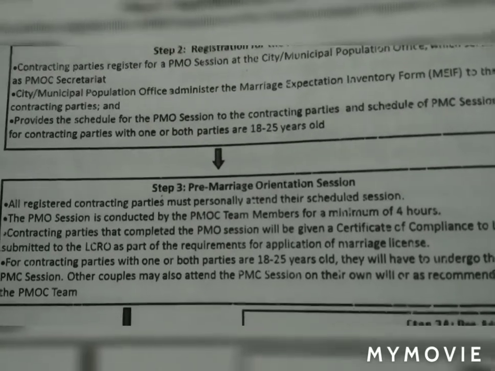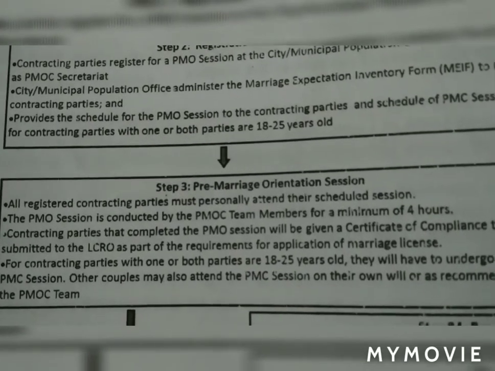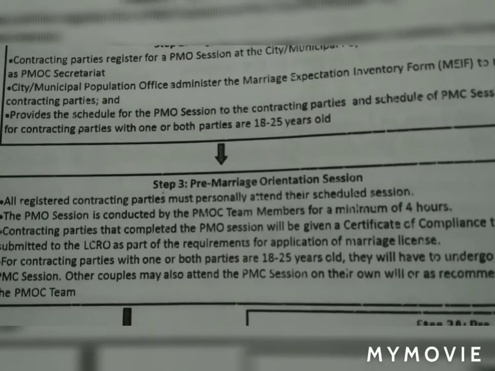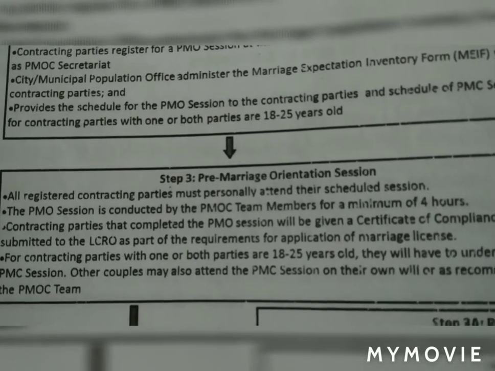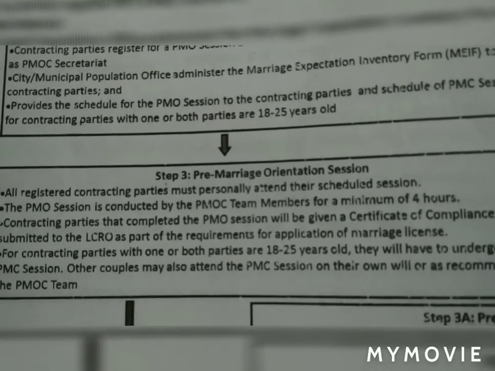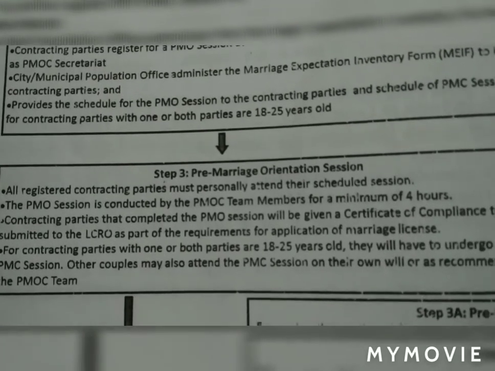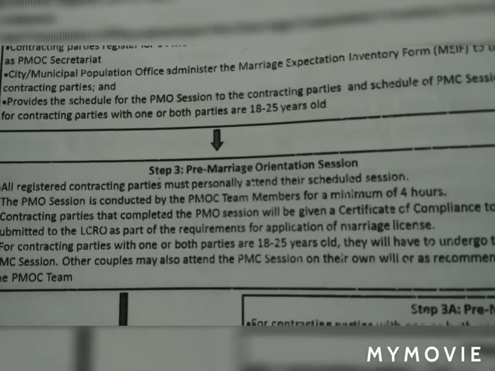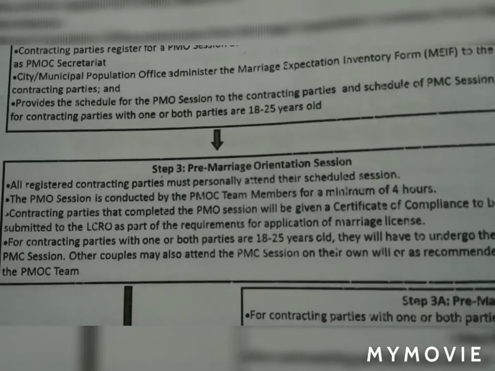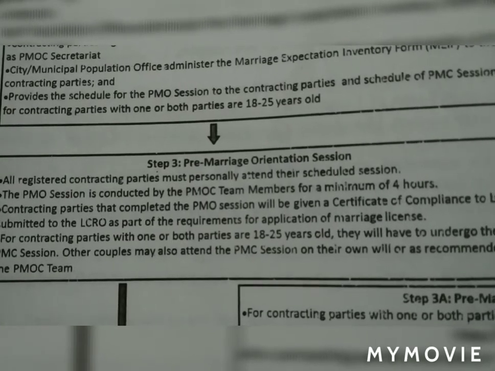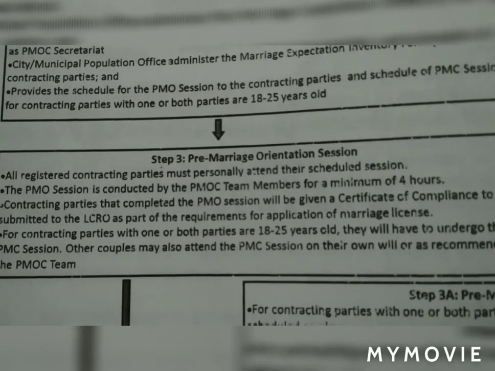Step 3, pre-marriage orientation session. All registered contracting parties must personally attend their scheduled session. The PMO session is conducted by the PMOC team members for a minimum of 4 hours. Contracting parties that completed the PMO session will be given a certificate of compliance to be submitted to the LCRO as part of the requirements for application of marriage license.